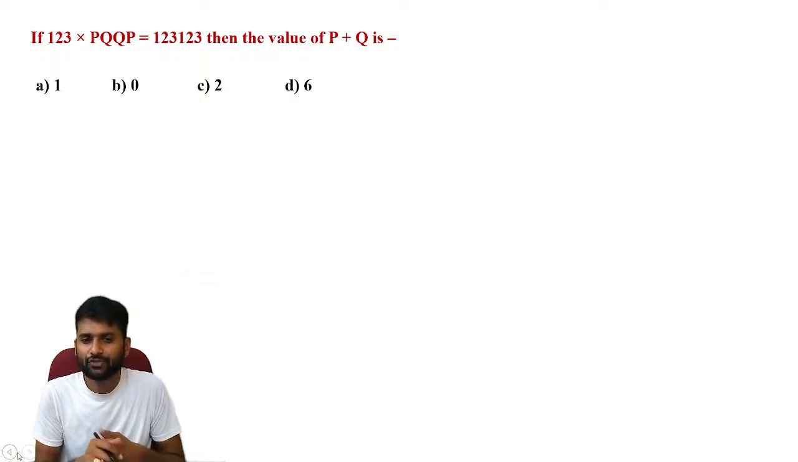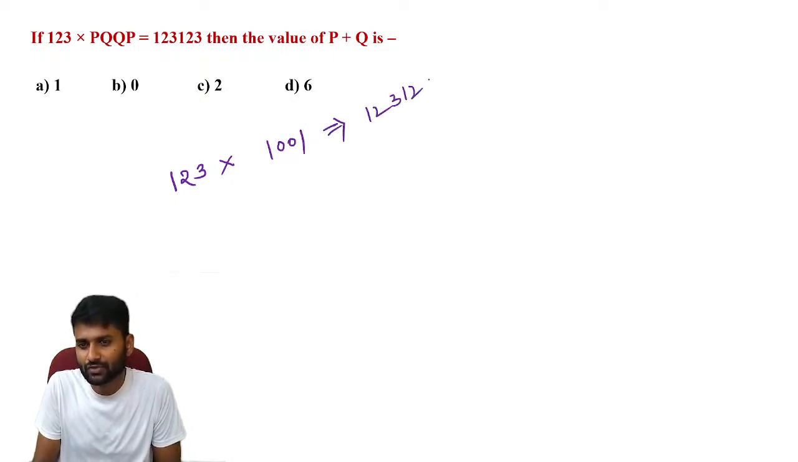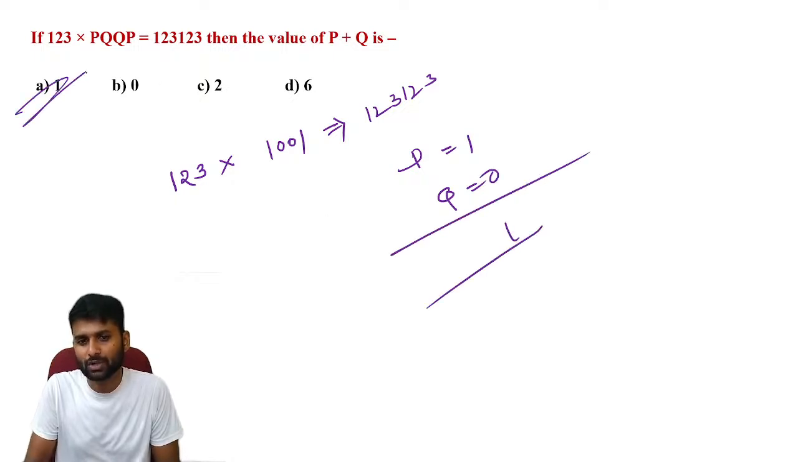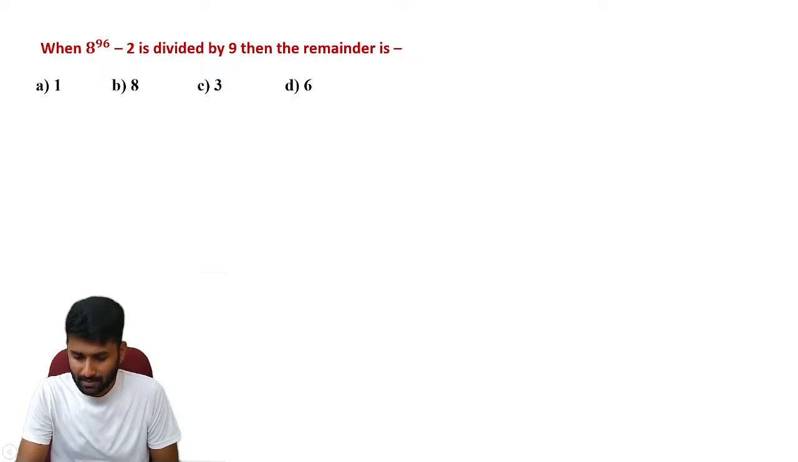Now see, if 123 is multiplied with PQQP, then the resultant is 123 and 123. Find the value of PQ. Guys, it is only possible if 123 is multiplied with 1001, then the resultant is 123123. You must be good at this simplification. Here the P value must be 1, the Q value is equal to 0, then P plus Q is equal to 1. Next, try this question.